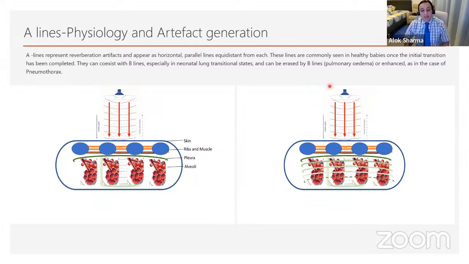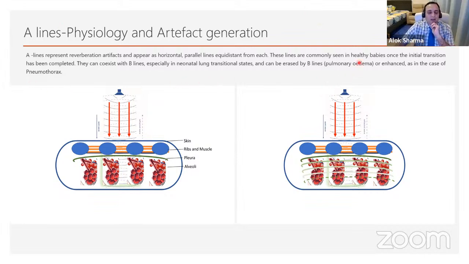Now, there used to be this concept that if you have B-lines, B-lines will erase A-lines. And this was classically why I'm saying the terminology and interpretation of A-lines and B-lines has changed over 10 years, because we definitely know in neonates that A-lines and B-lines can coexist, as you've seen in the images that were shown by Doris, Mayank, and Anna today. So clearly you can have transitional states where A-lines exist with B-lines.